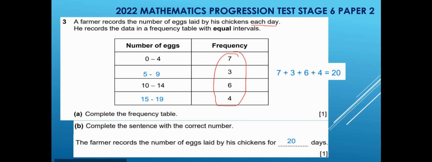How does it work? Let's see. A farmer records the number of eggs laid by his chicken each day. He records the data, so each day the recording is 1. So the frequency is the same as the number of days. So 7 plus 3 plus 6 plus 4. Let's count it. It equals 20. That's how we got the answer. We move on.